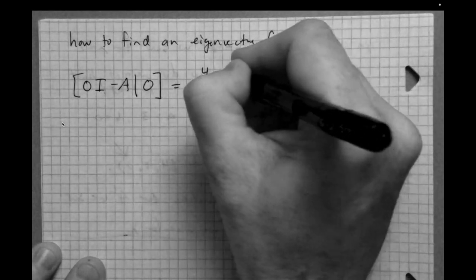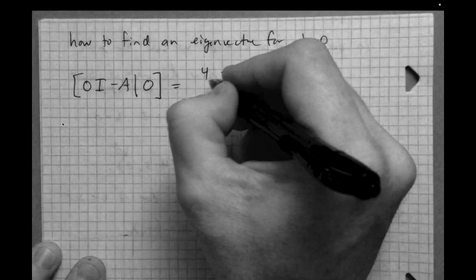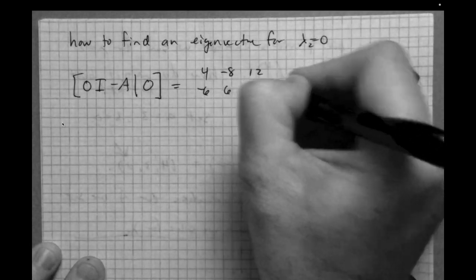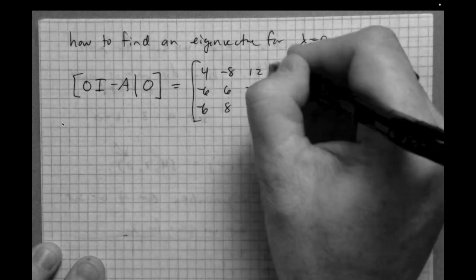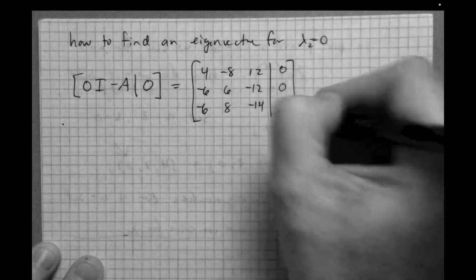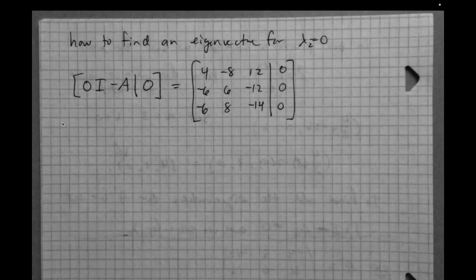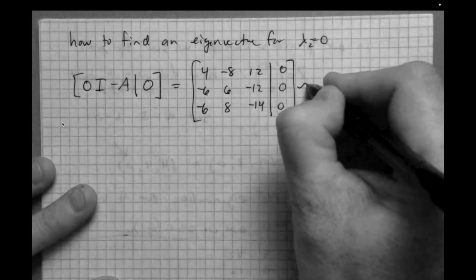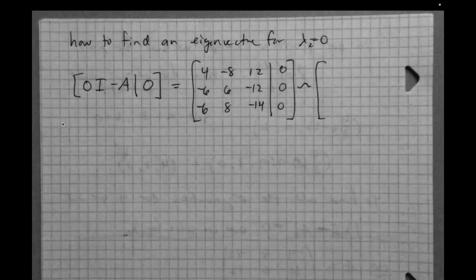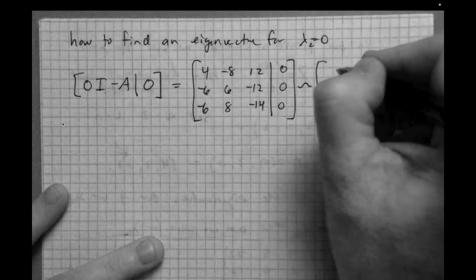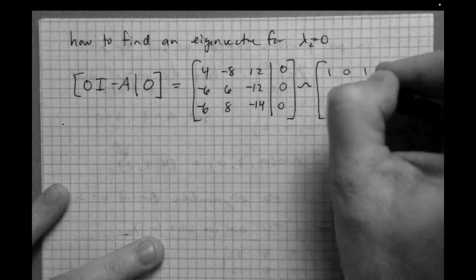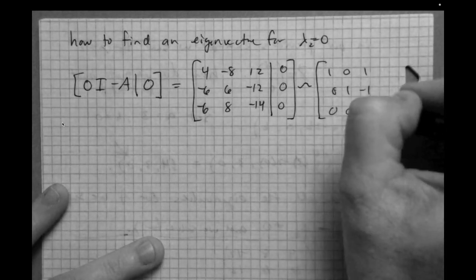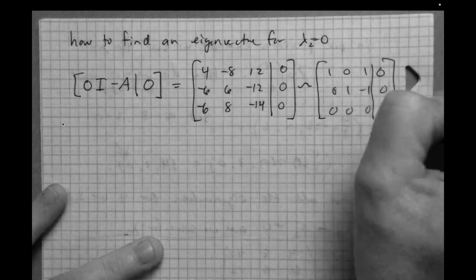All right, and so you got 4, negative 8, 12, negative 6, 6, negative 12, and then negative 6, 8, negative 14. Right, and this is a homogeneous system, so the scalar part of the augmented matrix is 0. And you could row reduce this. I encourage you to pause the video, make sure you know how to do that, make sure you can get to what you need to get to, but you'll find that the system will row reduce to 0, 1, 0, 1, 0, 1, negative 1, and then 0, 0, 0. Right, so it looks like this.